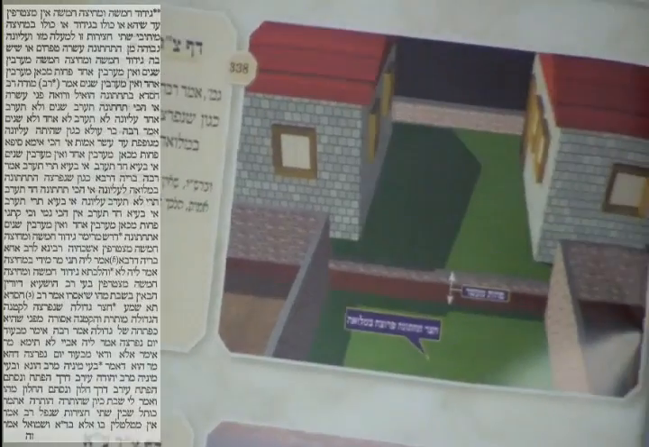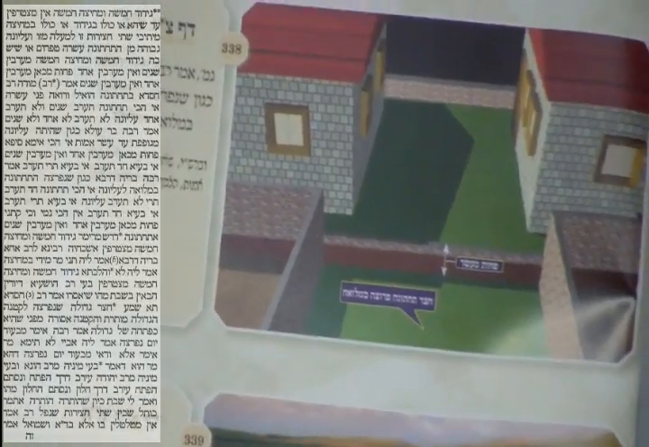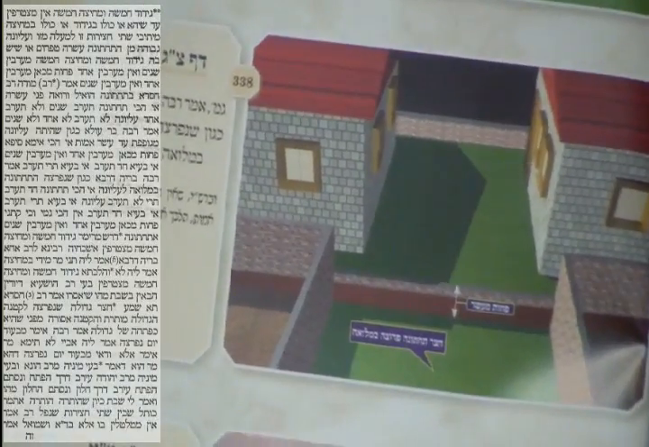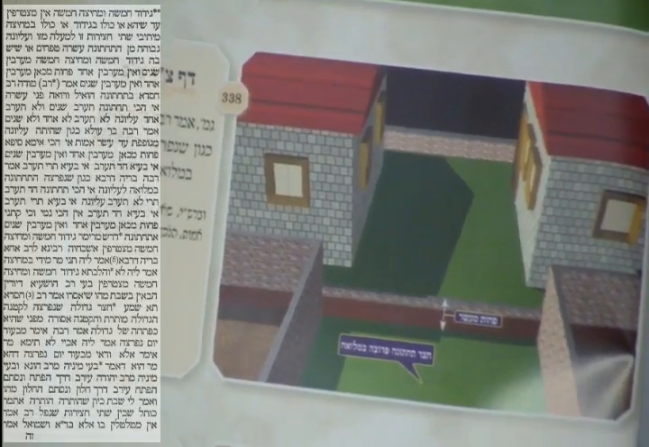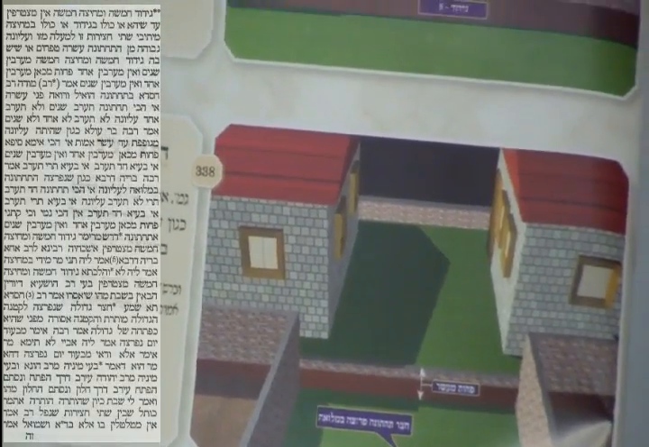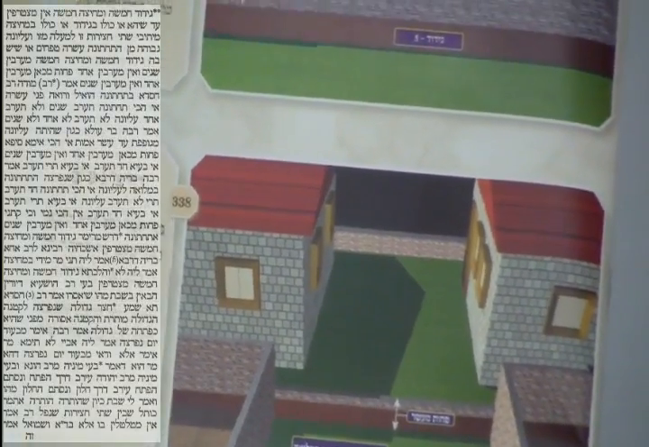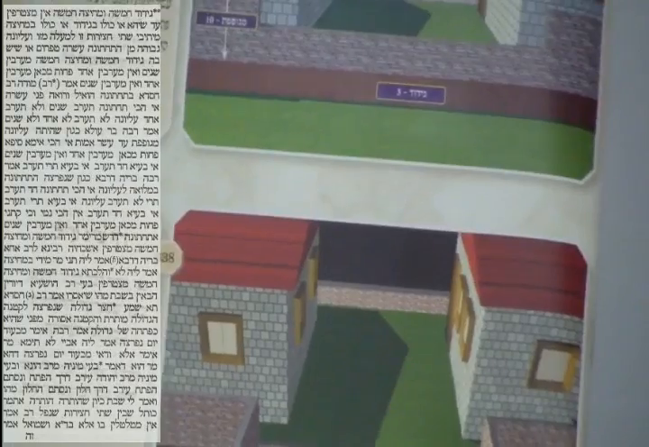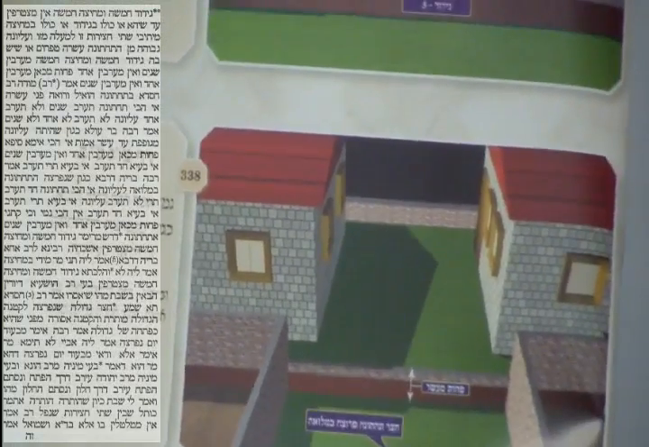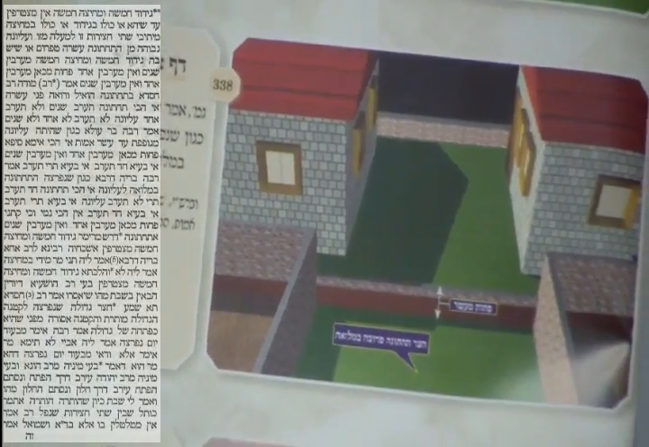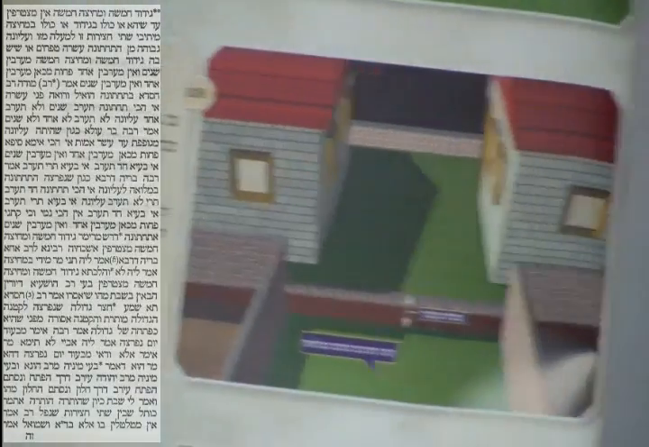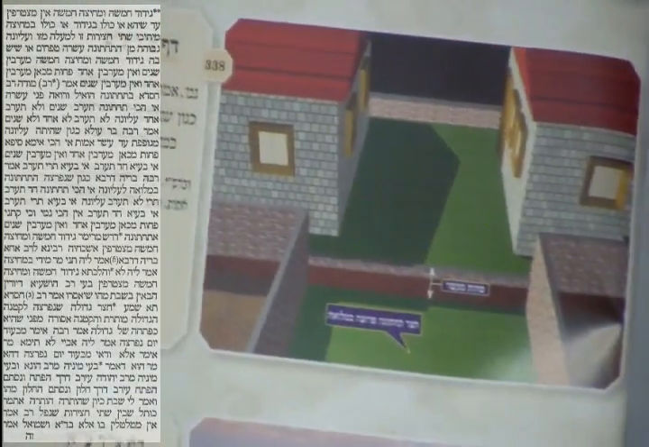But anyway, the idea is that even the one who's in the top courtyard sees only a partition of 10, but if he stands there and looks, he can see 10 handbreadths, so he's considered to have a complete mechitza. So in other words, if you have 5 and 5, you can combine, or 5 embankment and 5 mechitza, you can combine together.